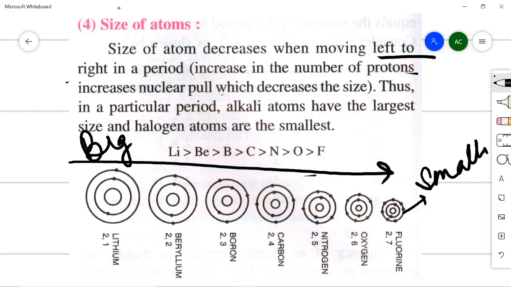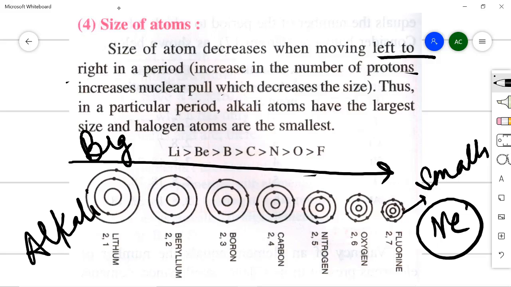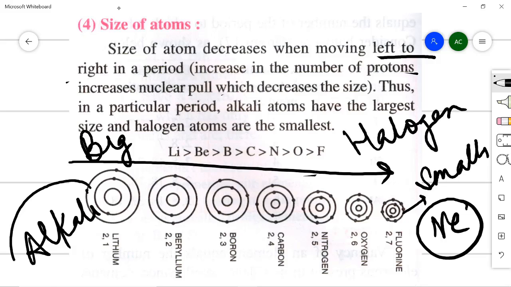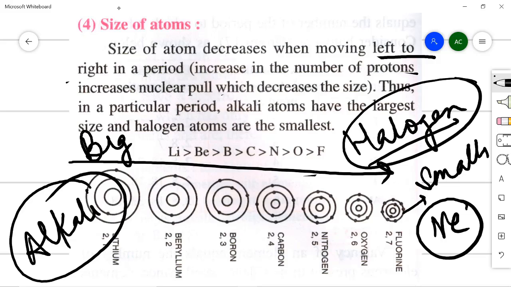Now, you will say that inert gases are also here. After fluorine, it's neon. Okay, but those are not included here because they have a slightly bigger size than halogens. And why is it so? That we will come to know afterwards, when we move to a higher class. Inert gases are not included here. We are just moving from alkali metals to halogens. So when we move from alkali metals to halogens, the size of the alkali metal is the biggest and the halogen is the smallest. So in a period from left to right, atomic size decreases.